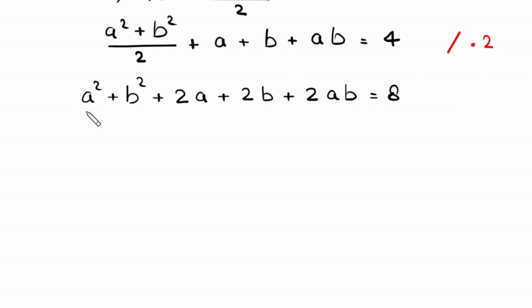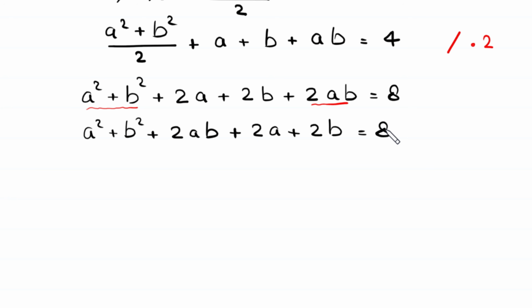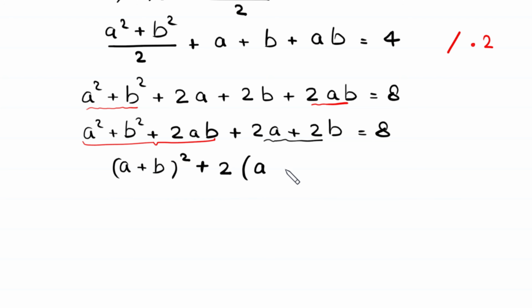We group these three terms a squared plus b squared and plus 2ab. So this will become a squared plus b squared plus 2ab plus these two terms 2a plus 2b equal to 8. This a squared plus b squared plus 2ab is a perfect square, so this will become a plus b whole squared, and from these two terms we can factor out plus 2. In bracket left a plus b equal to 8.